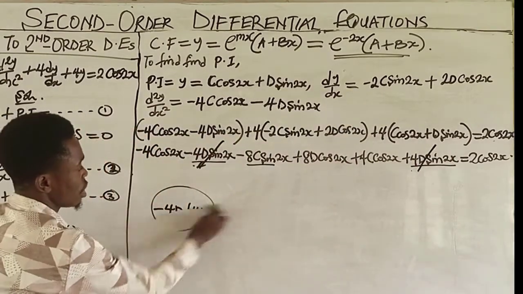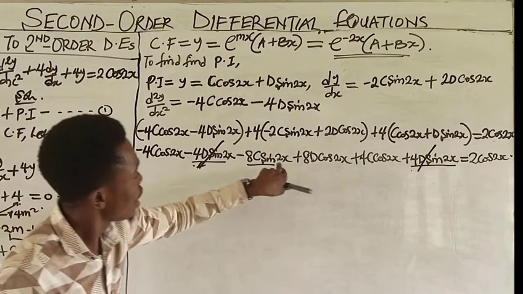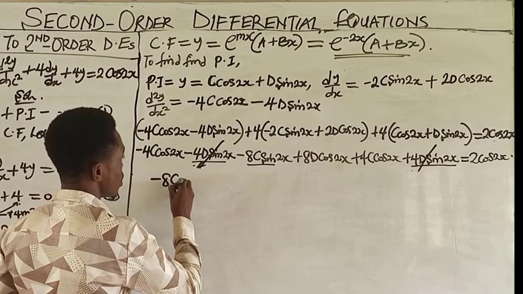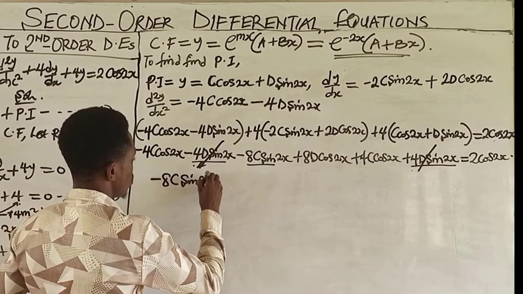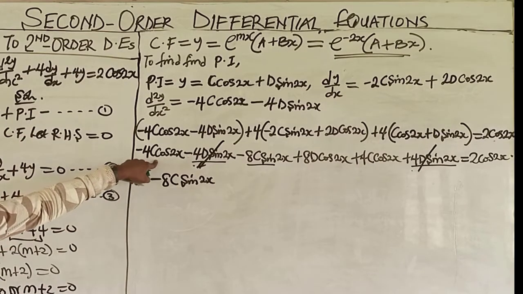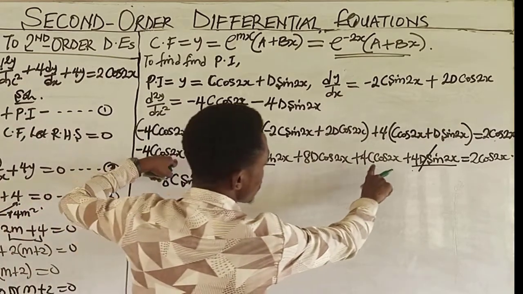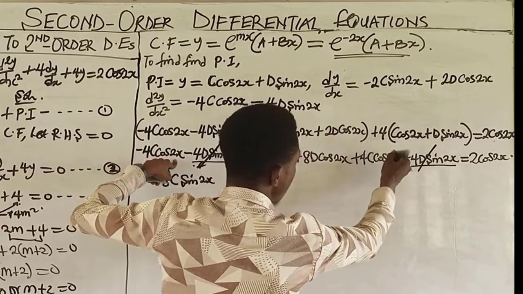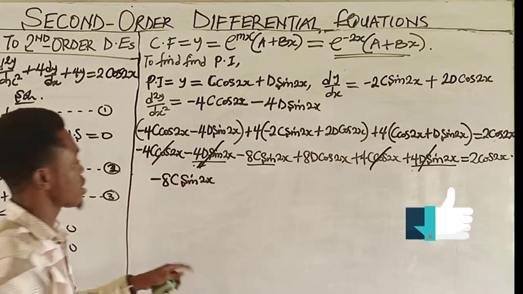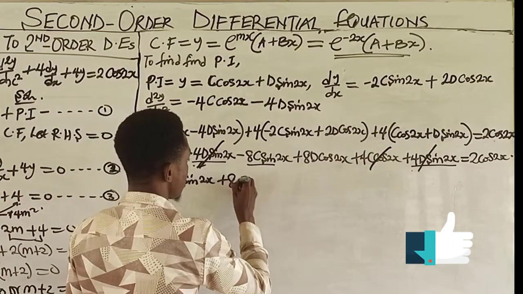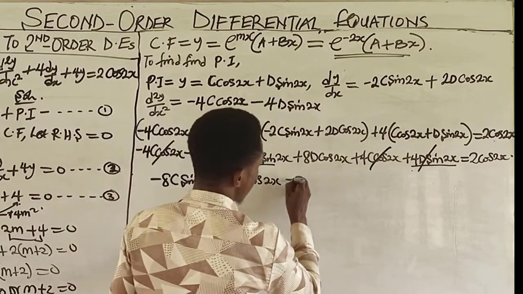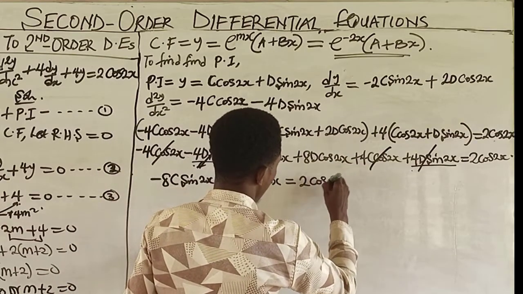Are you there? Then we are left with just minus 8c sine 2x. That's what we are left with. Then for cos, this is minus 4 cos 2x, and this is plus 4 cos 2x. See, this guy will also cancel this guy. And if this guy eliminates this guy, we have plus 8d cos 2x. And this is equivalent to 2 cos 2x.